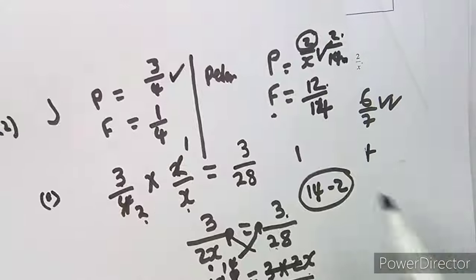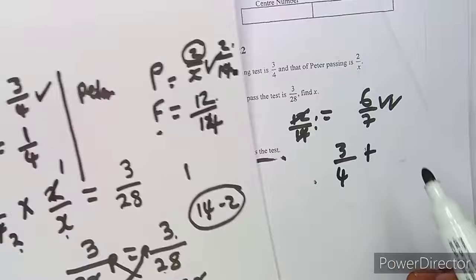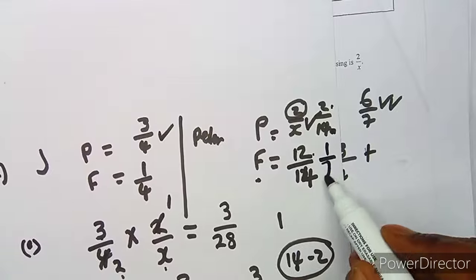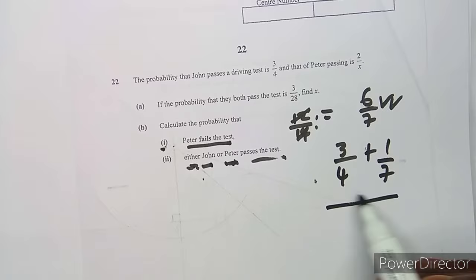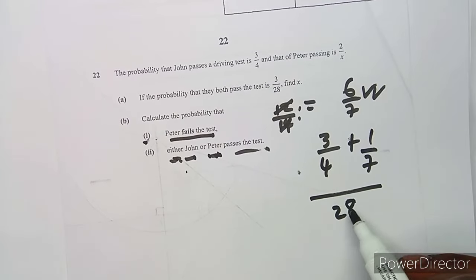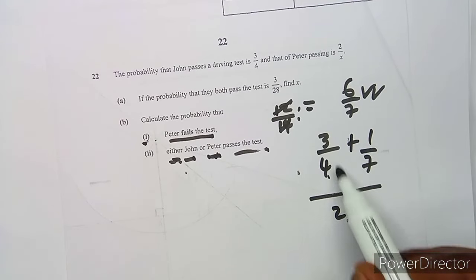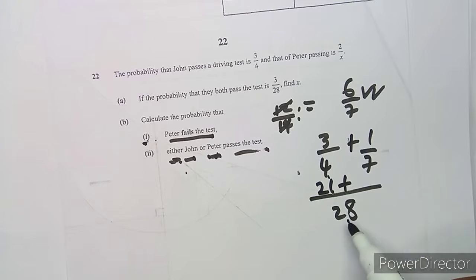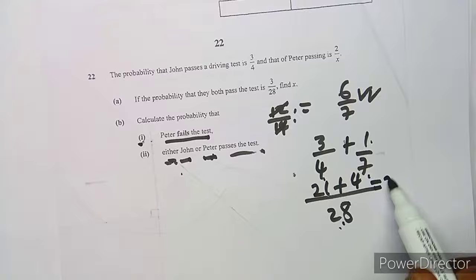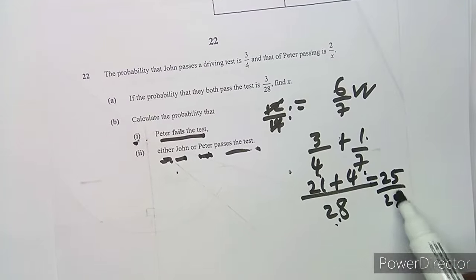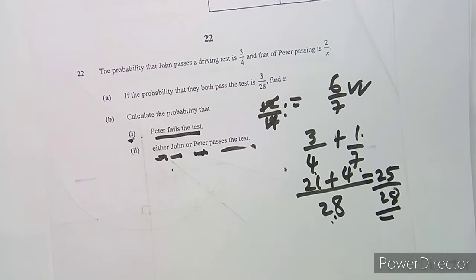Okay, for Peter to pass the test, we say it is 2 over 14, which is definitely 1 over 7. So it's going to be 1 over 7. So we can find the LCM, which is 28. 28 divided by 4 is 7, times 3 is 21, plus 28 divided by 7 is 4, times 1 is 4. So if we add this, it's going to be 25 over 28. That is what we are going to have, because we are given that either one.